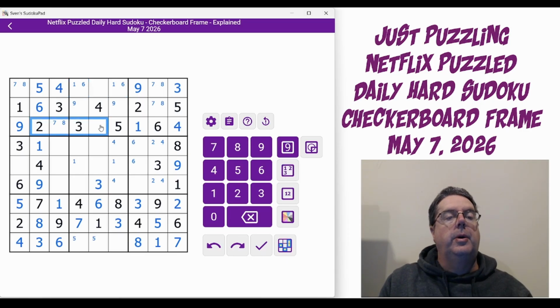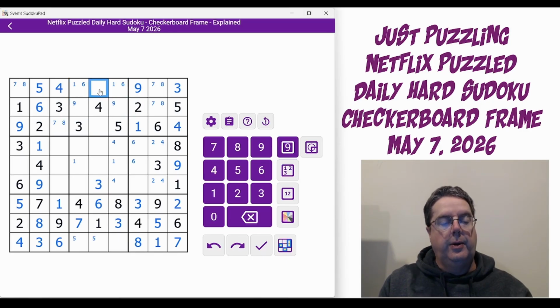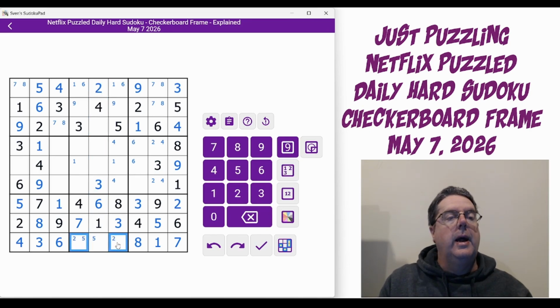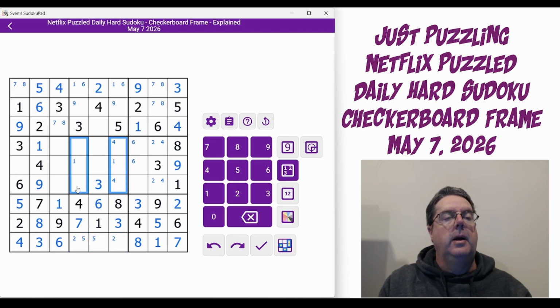Alright, 2 comes across here. 2 comes across here. 1 and 6 are out here. So this is going to be a 2 here. Coming down here, this can't be a 2. So this is going to be 2 there. And 2 can be here, here, here, here, here.